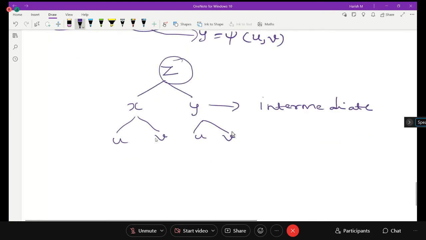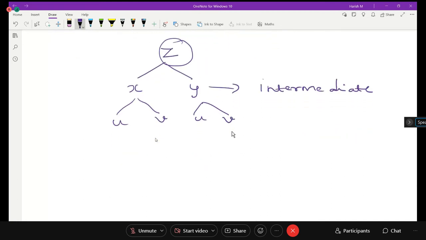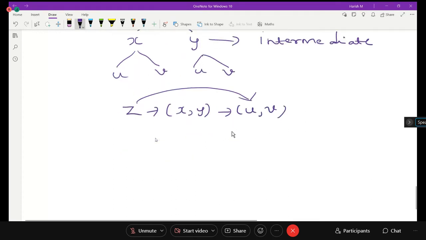Use the transitivity. z is dependent on x and y. x and y, in turn, they depend on u and v. Can I say there exists a relation for z from u to v? Yes, z is connected with u and v here.